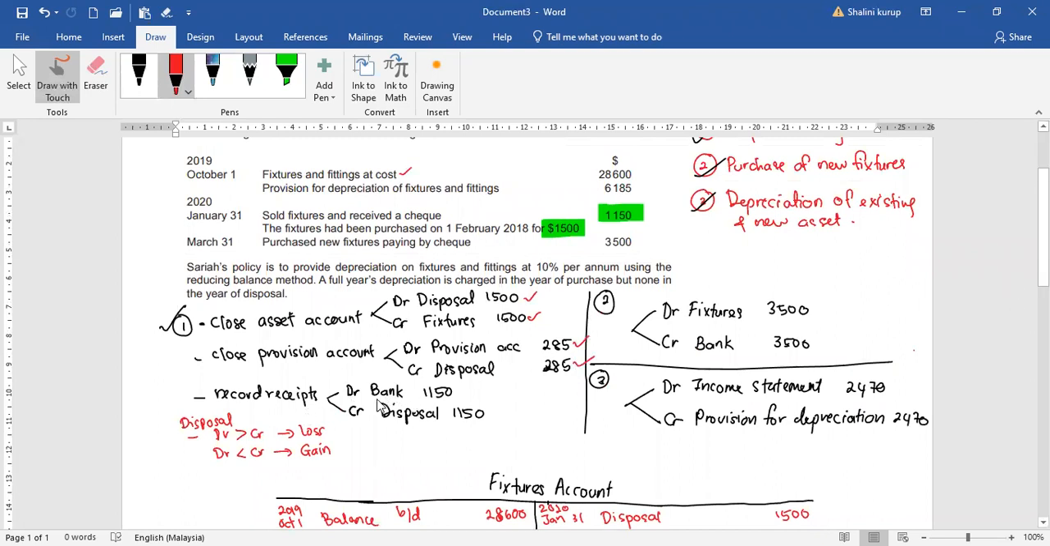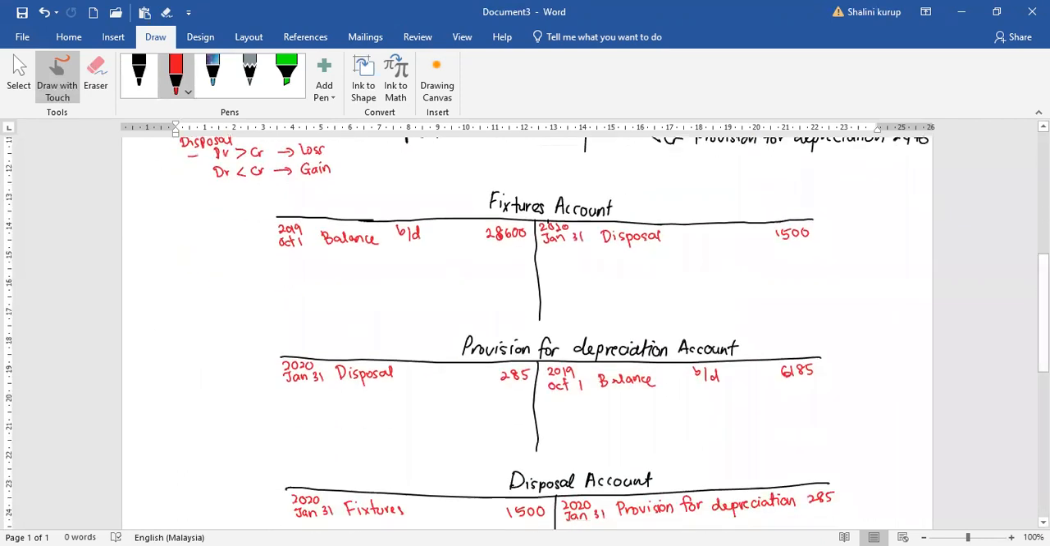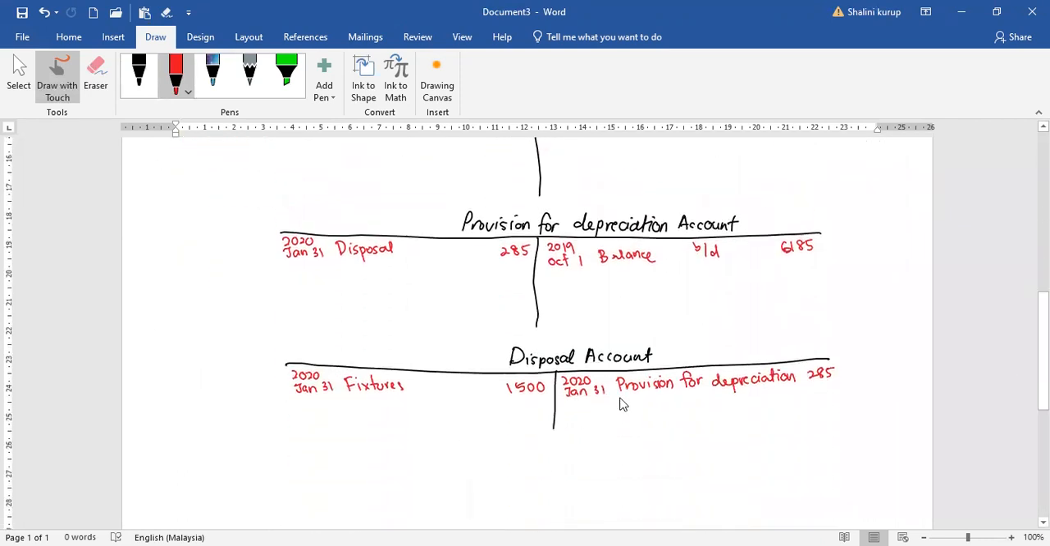As I told you, bank, you don't have to record, so you don't bother about that. Let's go to the disposal part. You have to credit. So the date, you don't have to rewrite because it's the same date. So you just write here bank and you write 1150. Actually, if you look at it now, you can already complete your disposal account because the three entries are already there.